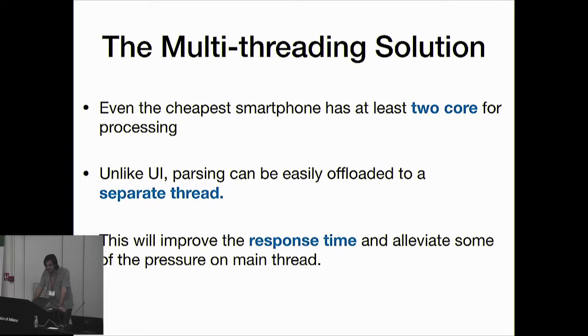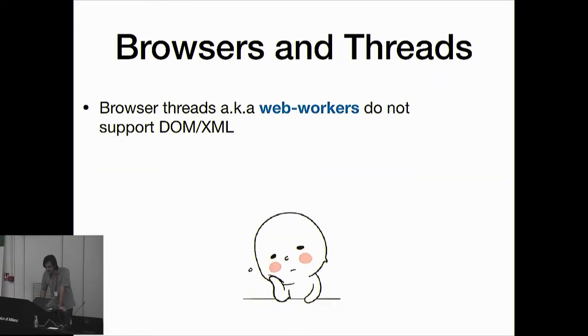Parsing is one thing which can be easily offloaded to a separate thread because it doesn't really involve anything related to the UI. It's like a black box where we can defer it to the separate thread, and the main thread in iD can simply ask for the parsed data. The result would be improved response time and less pressure on the main thread. So the main thread can do more things like talking to you, taking the input, or saving your changeset, while the separate thread processes the XML behind the scenes.